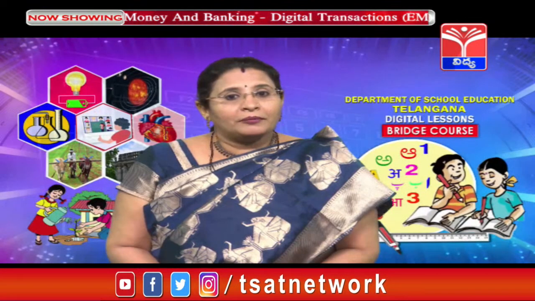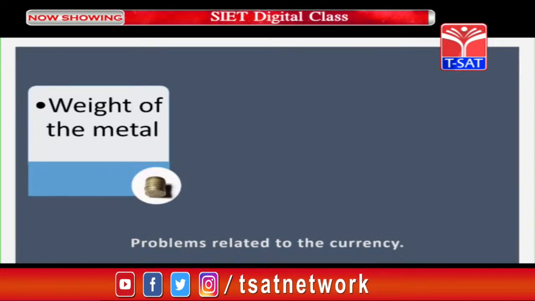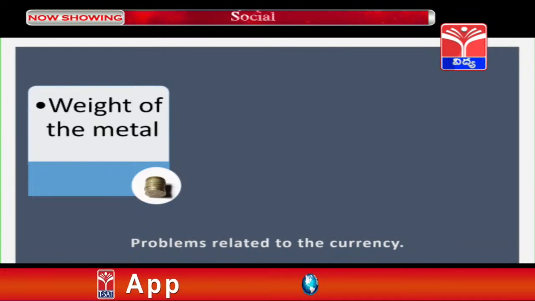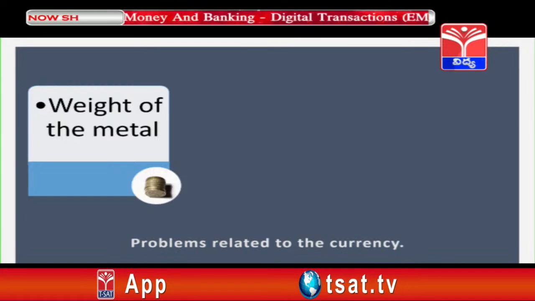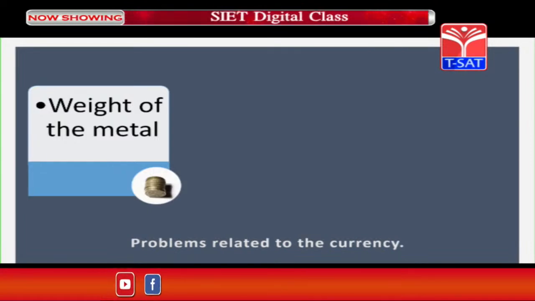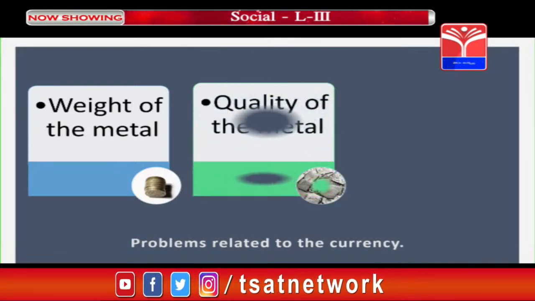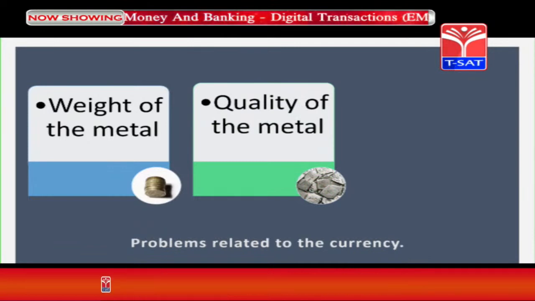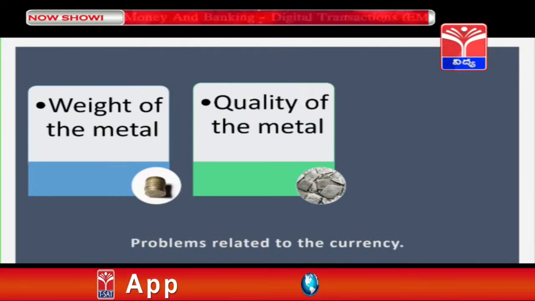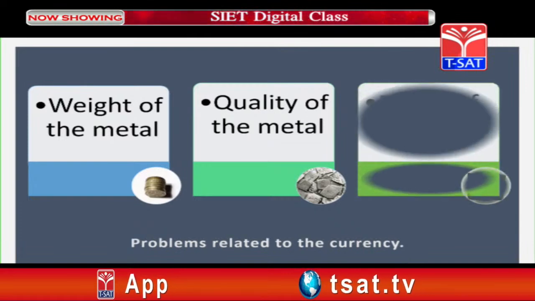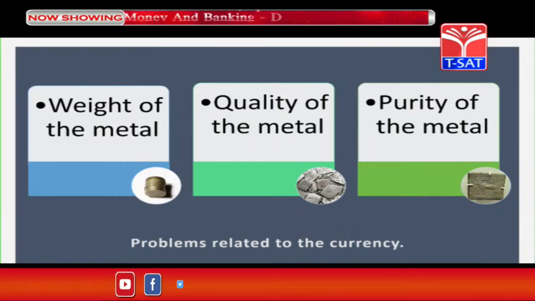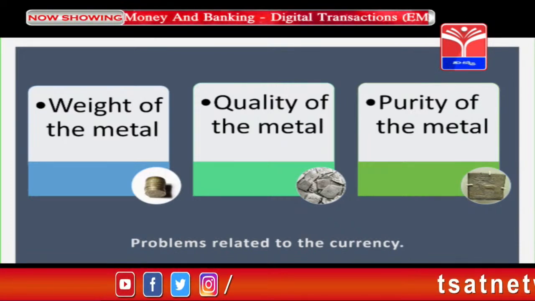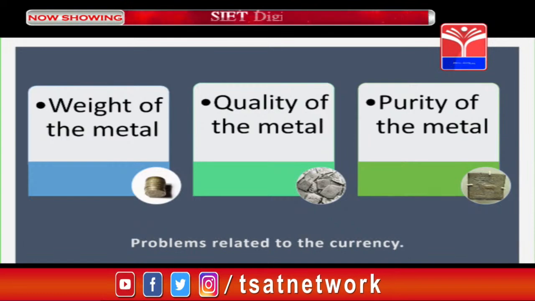There were some problems related to the currency. The first among them is the weight of the metal. That means the coins that were made were not of the same weight. Some were heavy and some were light. The second was related to the quality of the metal. Some metals were of good quality, whereas some were not. The third problem was related to the purity of the metal. That means there was a mixture of some other metal while making the coins.